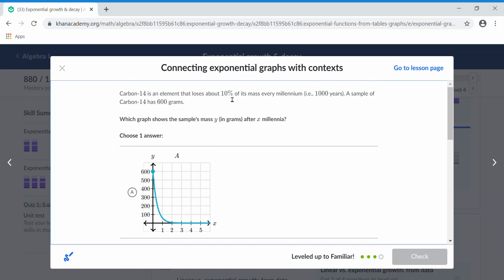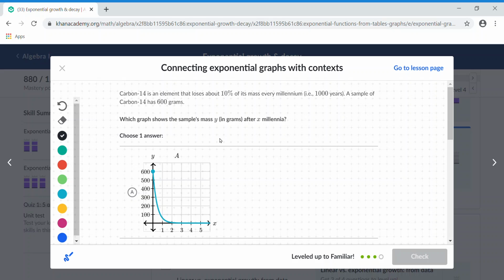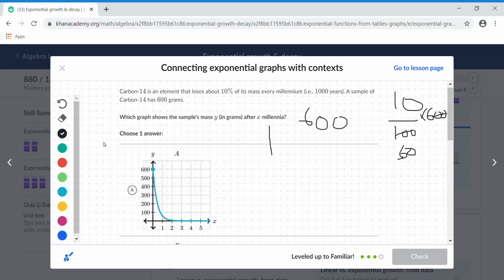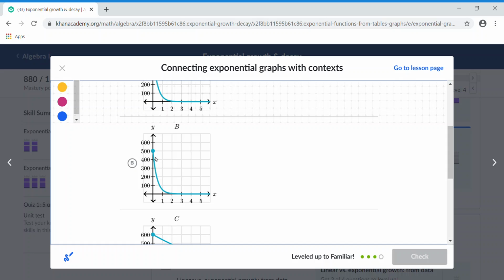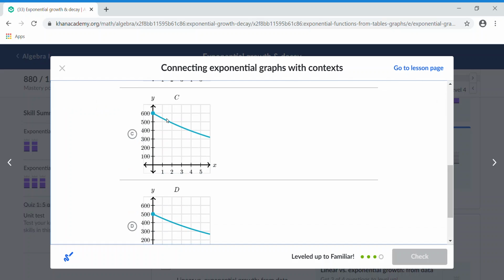It loses about 10% of its mass. So 600, and it loses about 10%. So 10% of 600 is, this cancels out with this, so 60. So 600 minus 60 is 540. So let's see, 540. This seems right because this is about 540. Correct.